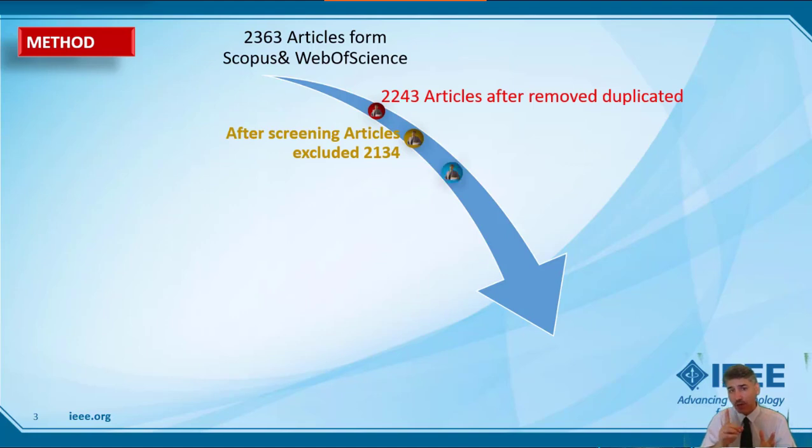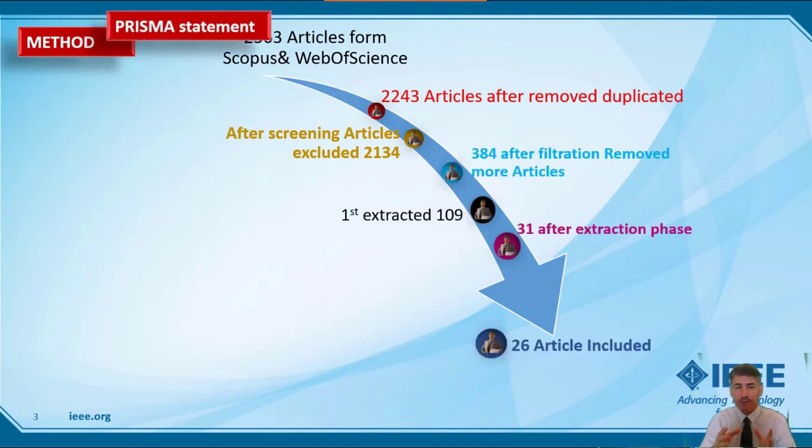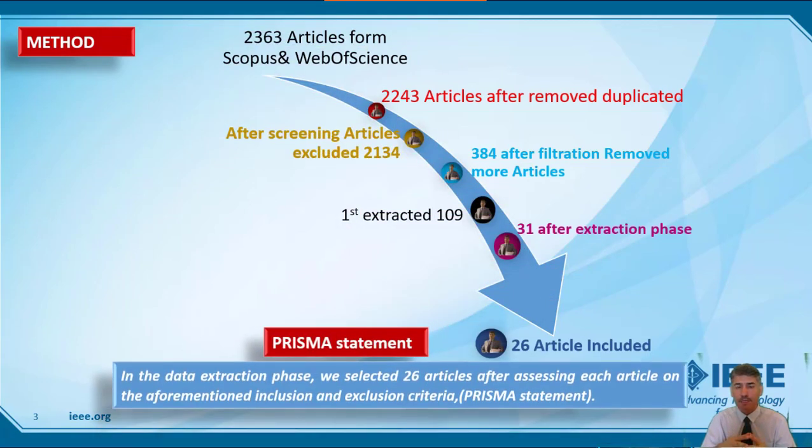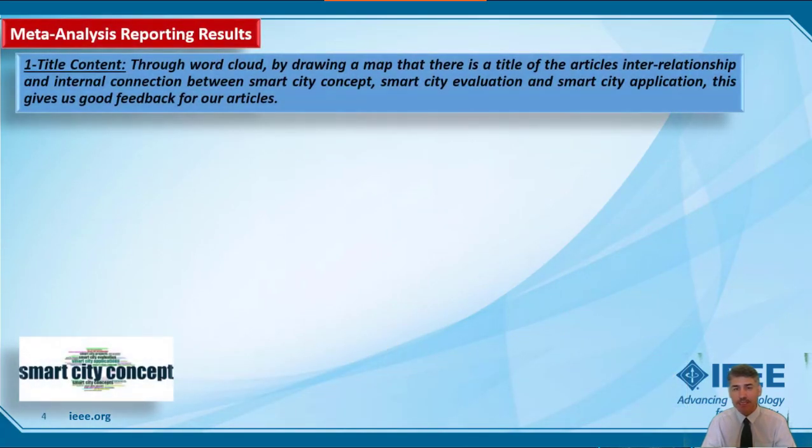published in English only. From the systematic literature review, at first we found 2,363 articles from Scopus and Web of Science. While applying the systematic literature review query and some criteria, in the data extraction phase, we selected 26 articles after assessing each article on the performance, inclusion, and exclusion criteria, using the PRISMA statement.